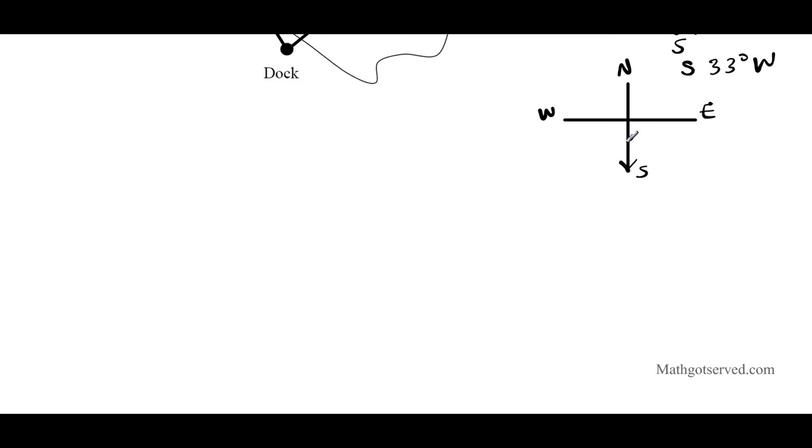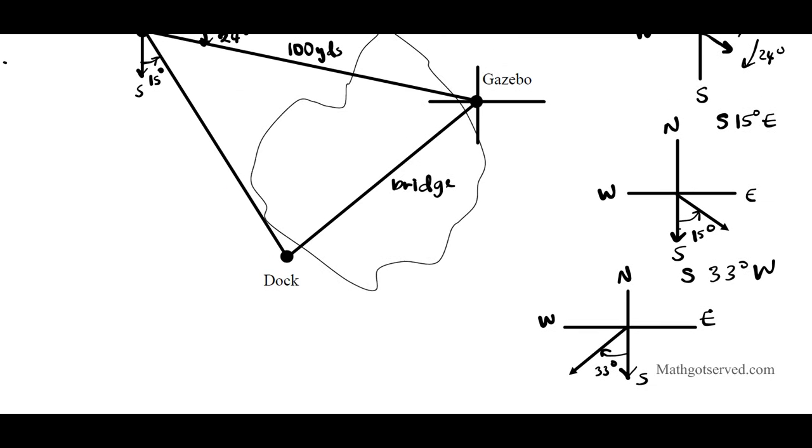Okay, so that means we're going to be rotating in this direction. So our terminal side is going to be somewhere here. And the angular rotation from the south is going to be 33 degrees. All right, so this angular rotation right here is 33 degrees. Okay, so let's go ahead and graph that on the gazebo.